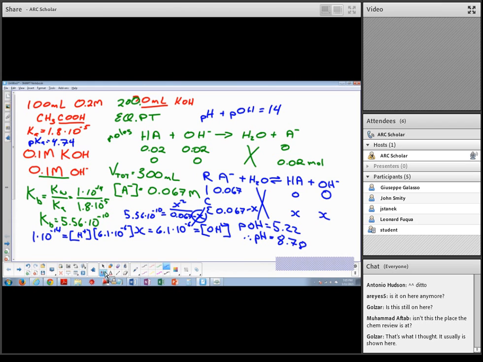Sorry, kind of ran together there. Trying to solve for the H plus concentration here. Okay. H plus, we just take 10 to the negative 8. Oh, because he was asking if we have to take into account the ionization of water.